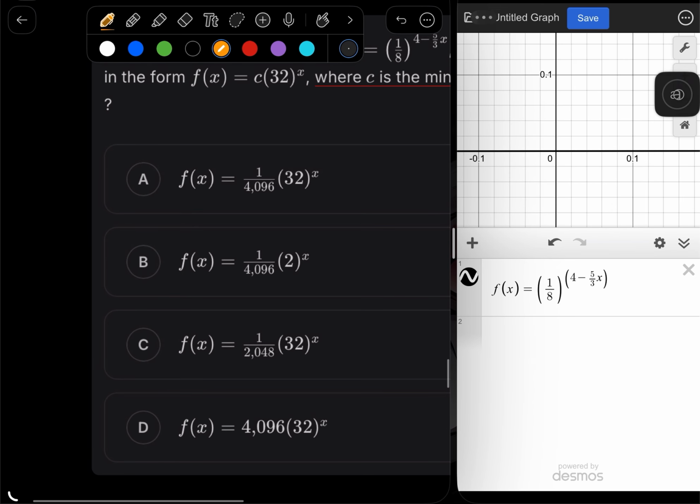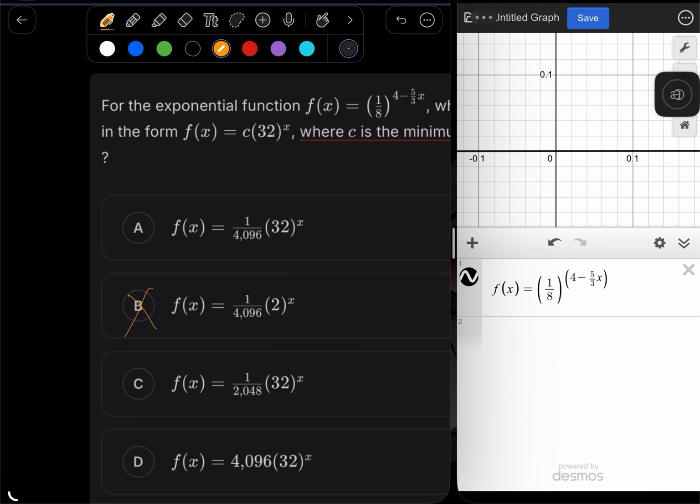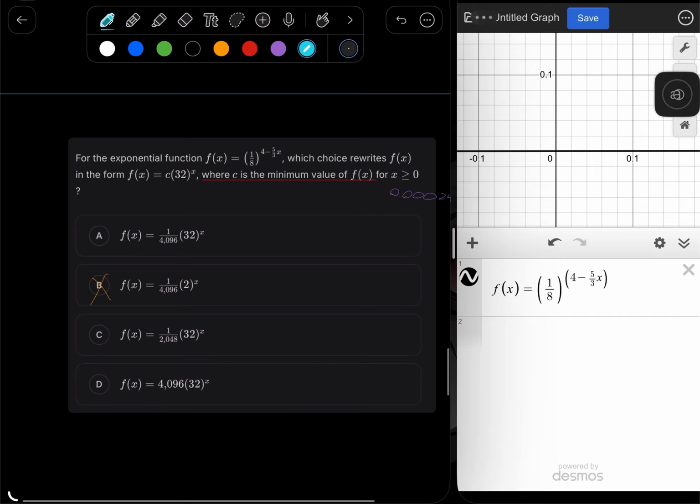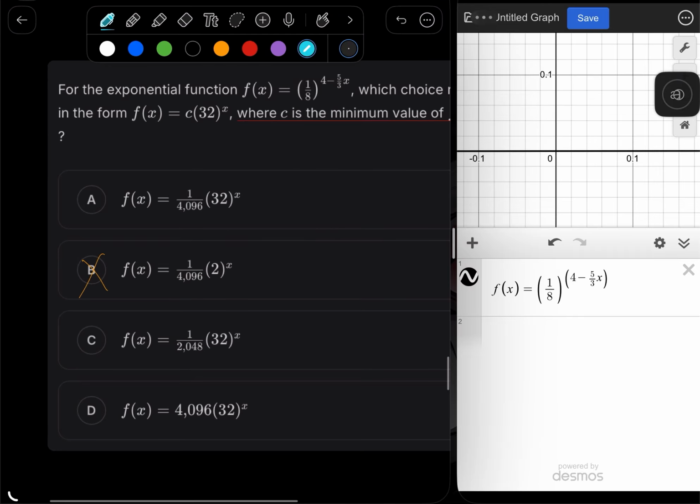Well, first of all, what you'll realize is you can cross off B as an answer choice because we're looking for 32 to the x, and this has a 2 to the x. So that's pretty common sense. This is obviously not going to be the answer because it's not in that form. So now, which of these coefficients are actual values of c?